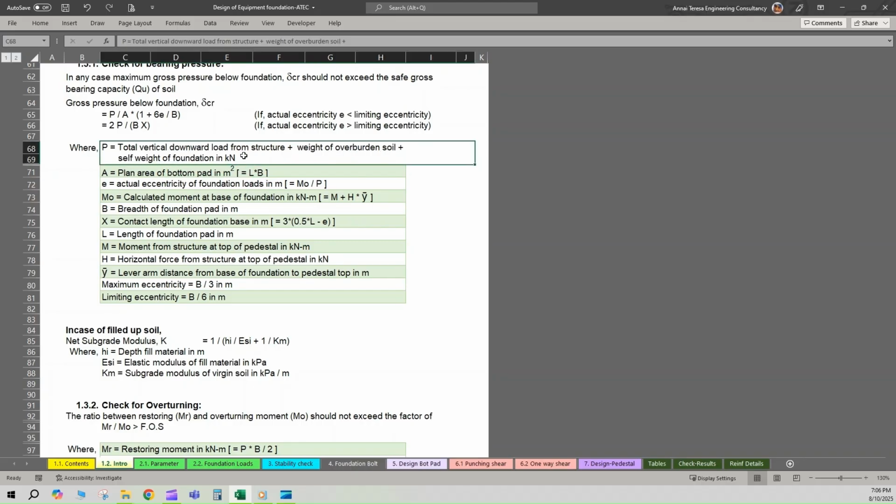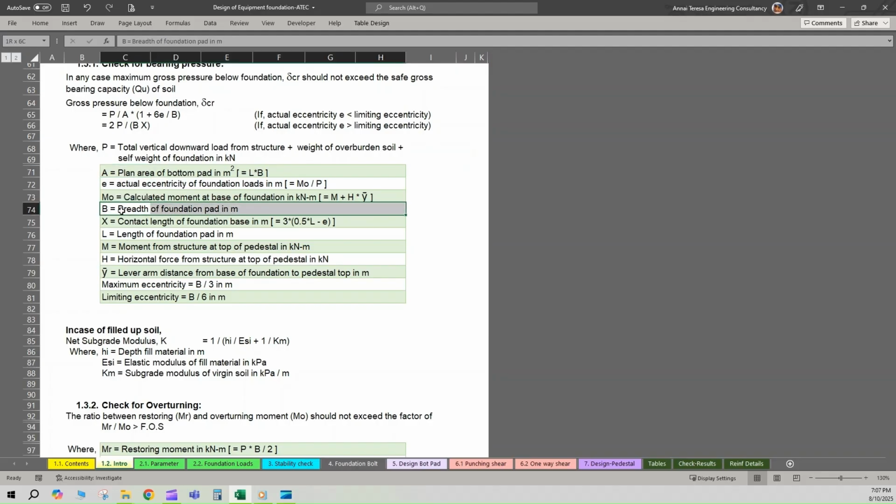Because of these reasons, the foundation sizes will increase in both the plan area and the thickness or depth in a block foundation compared to the isolated foundation, because we are going to reduce the overburden soil weight.